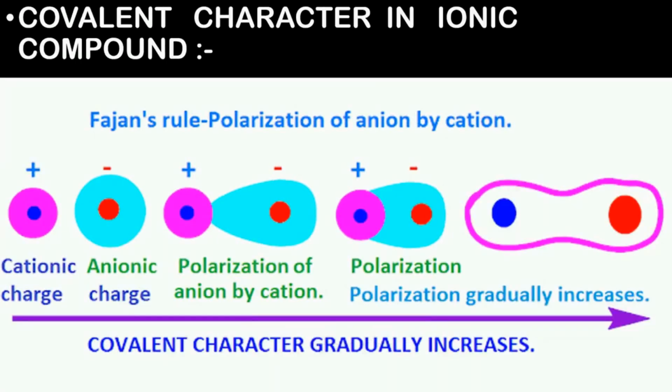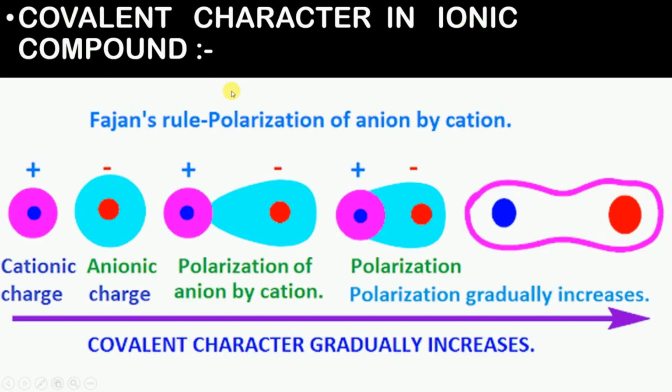Now guys, due to this, the electron cloud of the anion gets merged with the electron cloud of the cation. As you can see over here, there is a merging taking place, and this is known as polarization of anion by cation. Clear with this term? Due to the polarization, a covalent character is developed in ionic compounds.